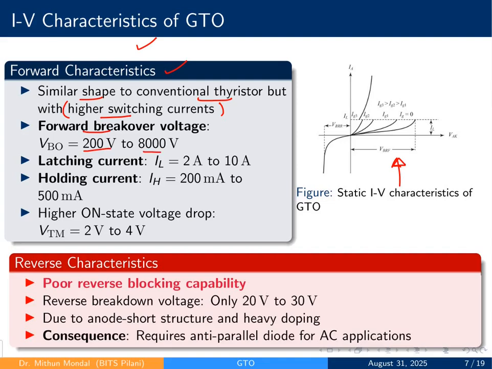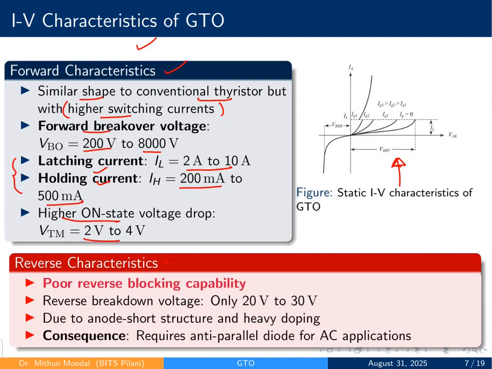Other characteristics are the latching current and holding current, with the latching current lying between 2 ampere to 10 ampere, whereas the holding current will lie between 200 milliampere to 500 milliampere. This definition of latching and holding we have discussed in detail in the thyristors. The higher on-state voltage drop usually lies between 2 volt to 4 volt.